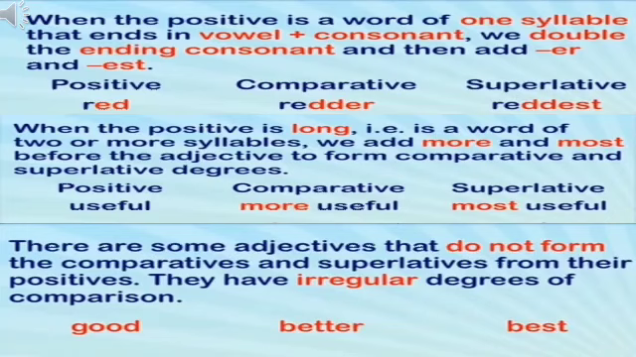And there are some adjectives which are irregular. They are not formed from their positive form. For example, good, better, best. Students, in your book, a table of different adjectives is given. Please revise that table.